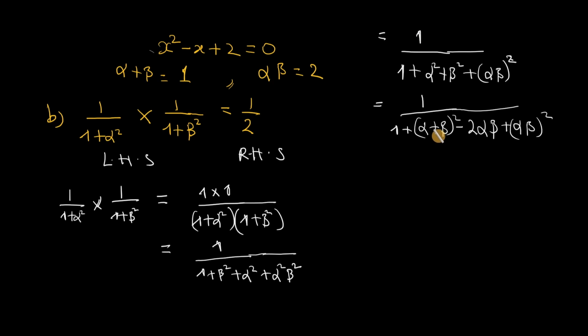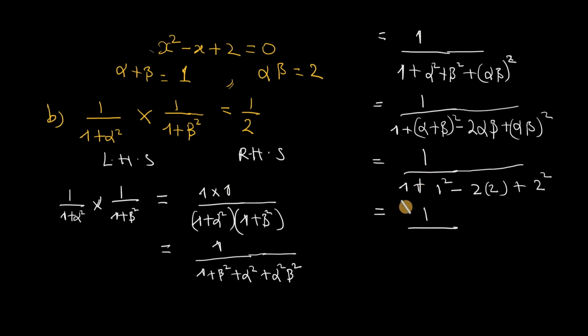Now in the place of alpha plus beta, I'll put 1. In the place of alpha beta, I'll put 2, which is equal to 1 all over 1 plus 1 squared minus 2 into 2, since alpha beta is 2, plus 2 squared, which is the same as 1 over 1 squared is 1, 1 plus 1 is 2. 2 times 2 is 4.